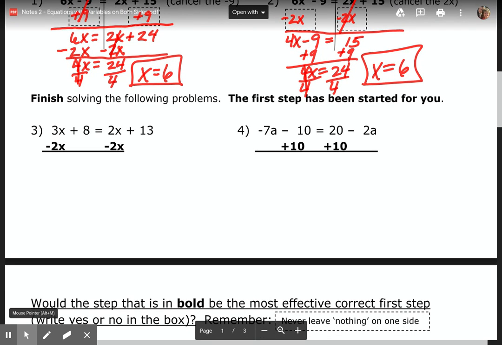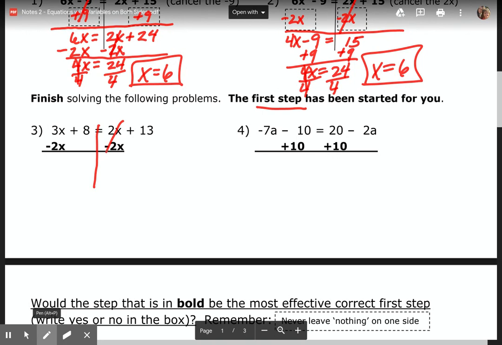Let's take a look at number 3. Now, on number 3, I started it for you. So it says, finish solving the following problems. The first step has been started for you. So I'm going to draw my line down through the equal sign so you can see a left side and a right side of the equal sign. So I'm going to subtract 2x from both sides.